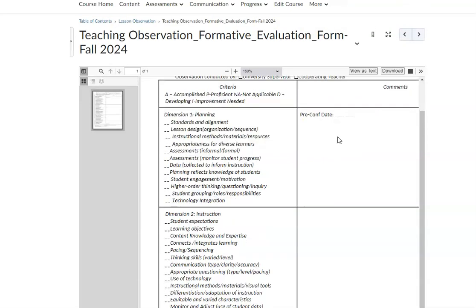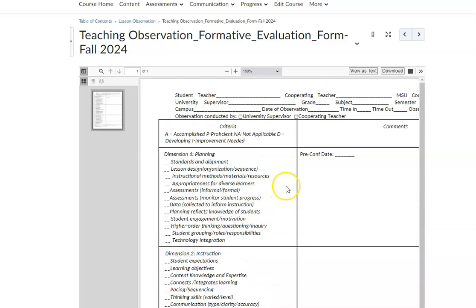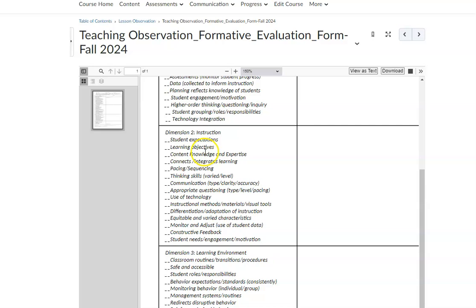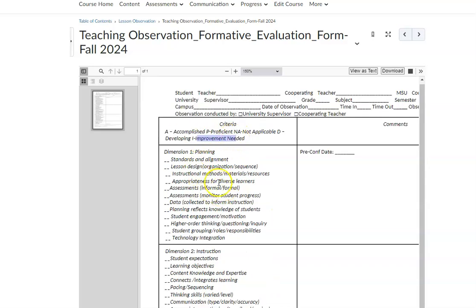If you have any questions related to this form, grading or anything else, please do not hesitate to ask. I'll upload this video on YouTube and on your D2L so that you have it. But like I said, whether accomplished or proficient, you get 1 point, developing is 0.5 and improvement needed is 0 as I grade on all of these. There are 40 criteria in total. So you get points for each section of it for your lesson plan.